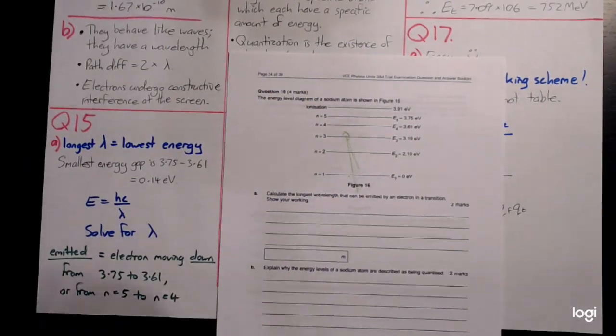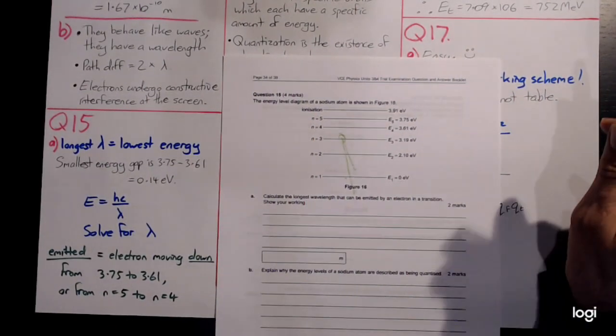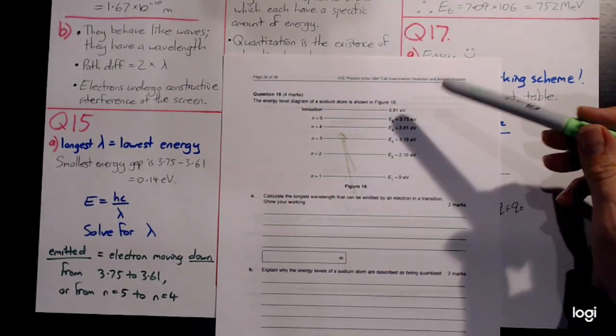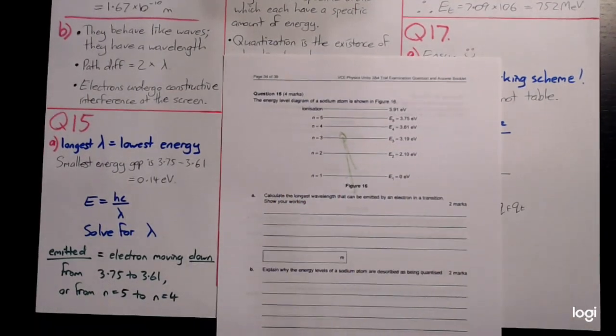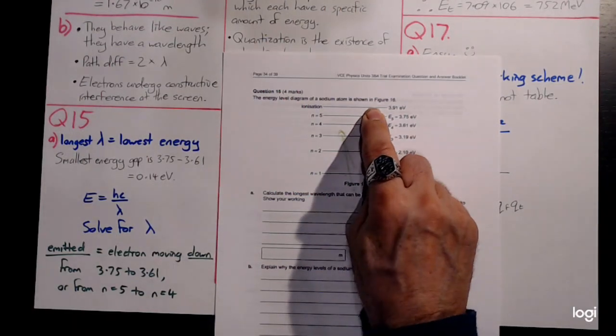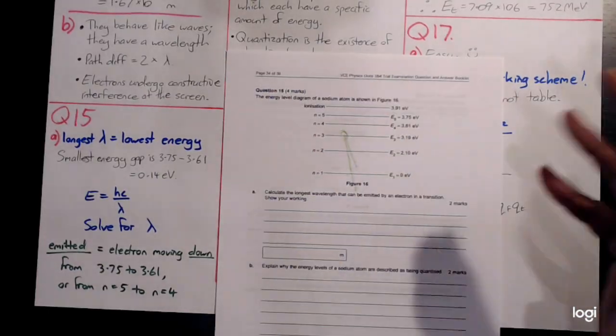Question 15. Right, the energy level diagram of a sodium atom is here. Calculate the longest wavelength that can be emitted by an electron in a transition, okay? I'm assuming you know what this is. That's ground state, and these are all the other orbitals that electrons can jump into, and if they leave that, they've been ionized.